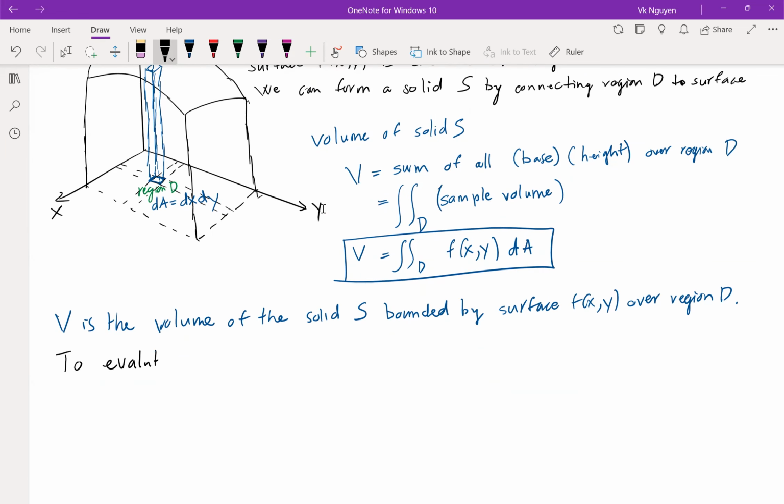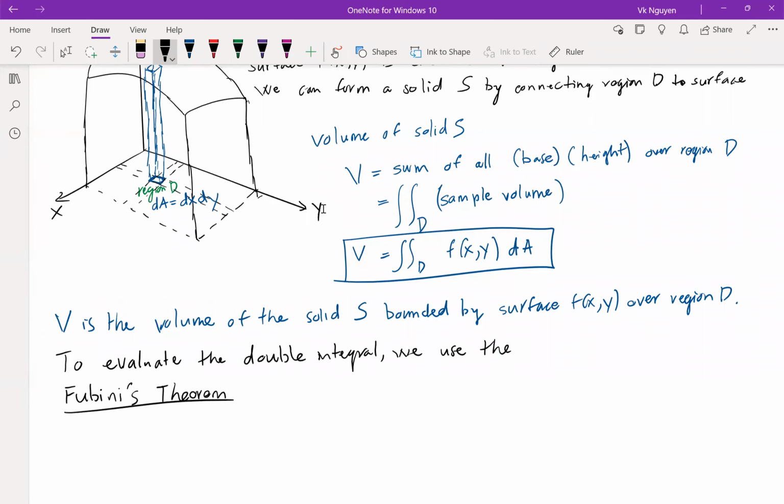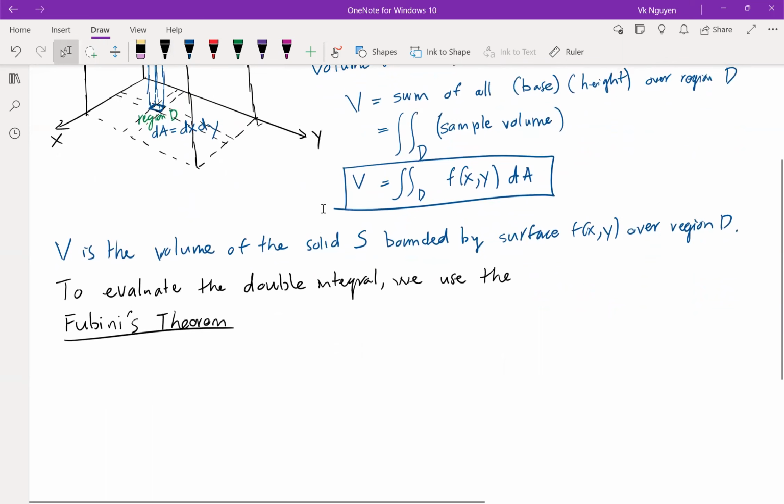To evaluate the double integral, we use the Fubini theorem. Fubini is an Italian mathematician. Well, Fubini is the first mathematician that discovered this. So he discovered that the double integral over the region D. In the textbook they write R, but I'm going to write D for the domain, so that you can see D as the domain, because the region D has to be in the domain of the surface.